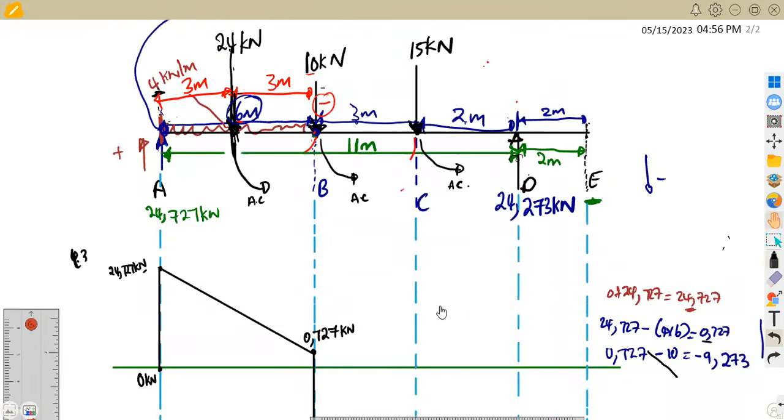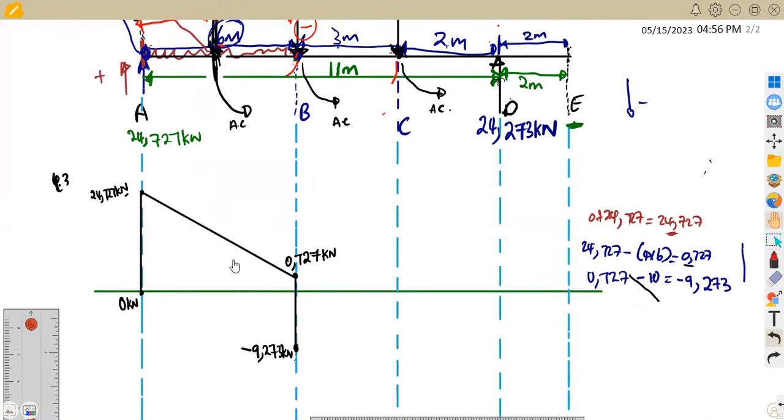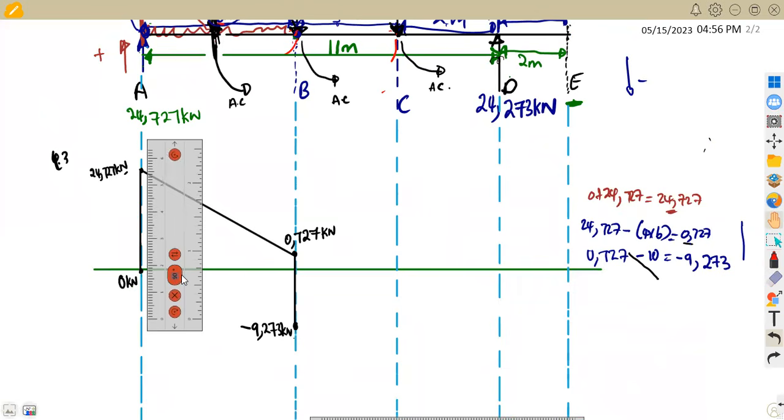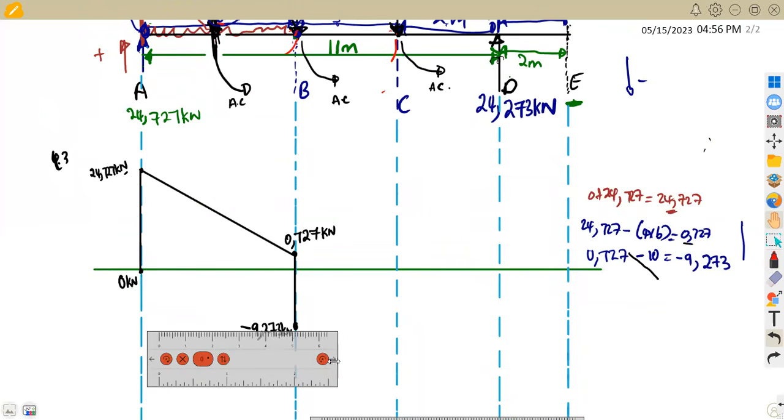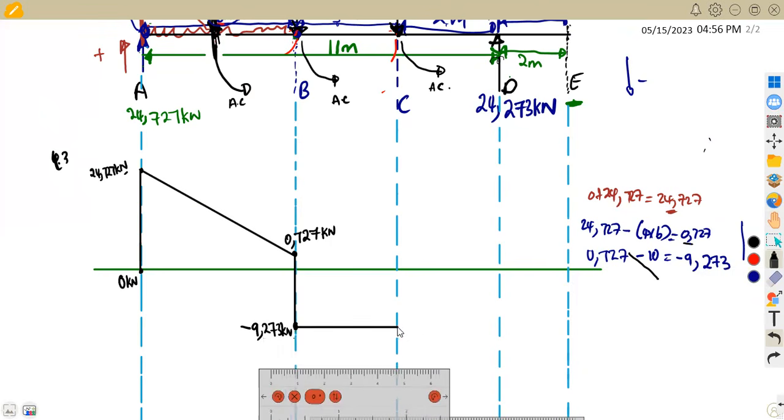All right, so let's check the other part and see what we have. That's B. Now we move on from B to C. How are we going to move from B to C? There is nothing. We do not have a distributed load like what we had from A to B. So we move straight, a horizontal, between B and C. There is nothing that is affecting. So meaning to say we are still at the same value of negative 9.273 kilonewton at this point.